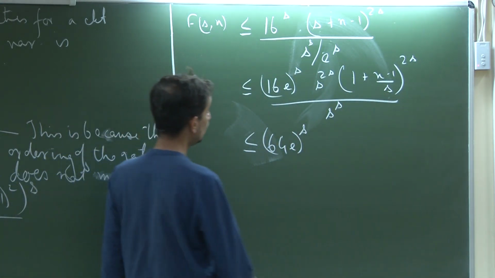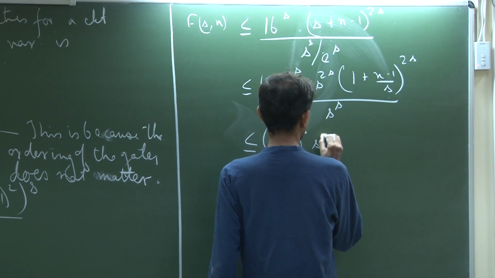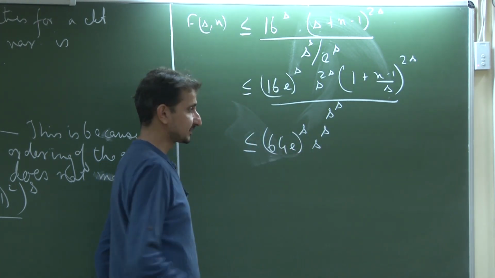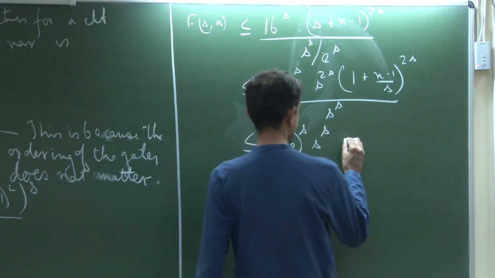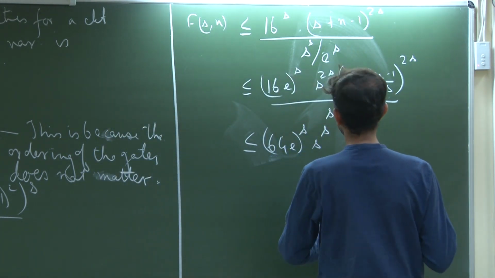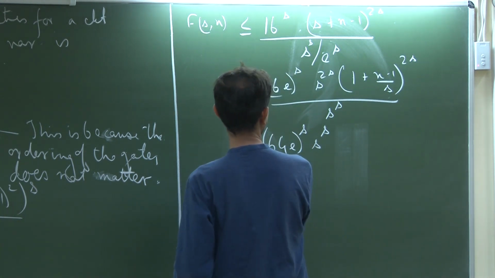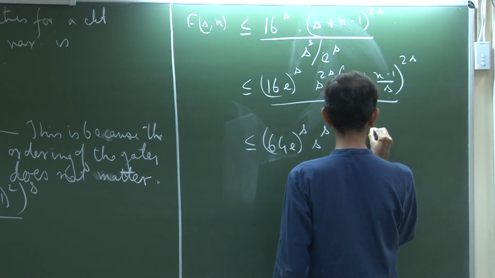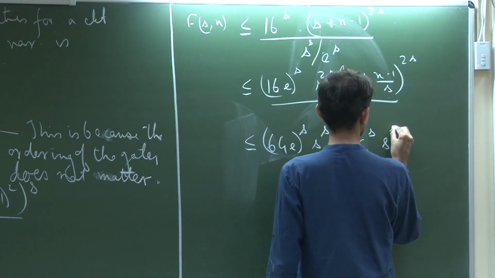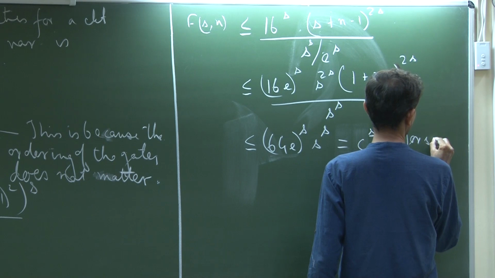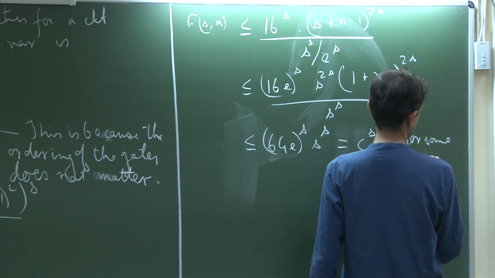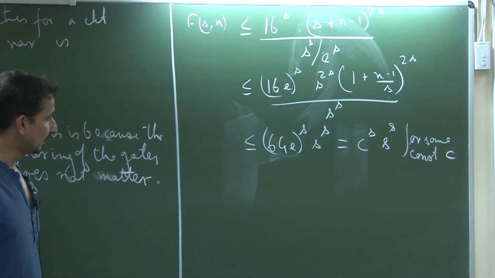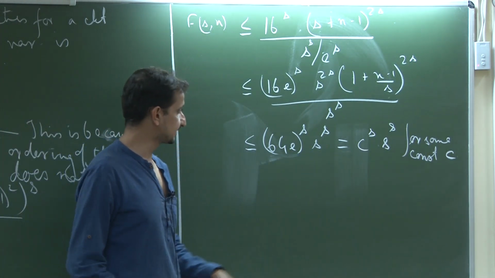Okay. And now, this is s to the power s. Okay. So, this is a constant 64e. So, this is actually, oh no, this is less than or equal to. So, this is equal to c to the power s times s to the power s for some constant c. Okay. Now, we have this quantity over here.